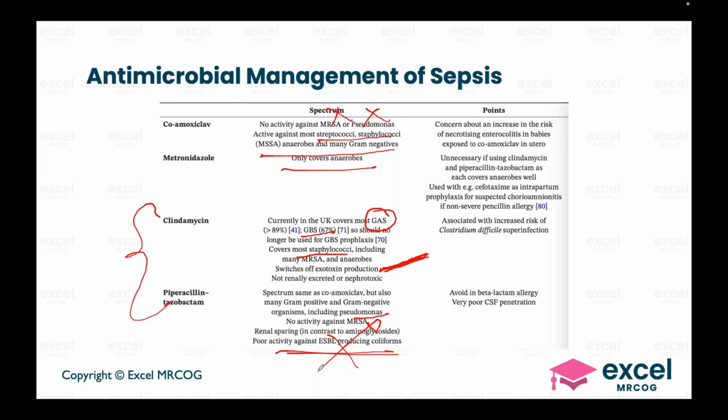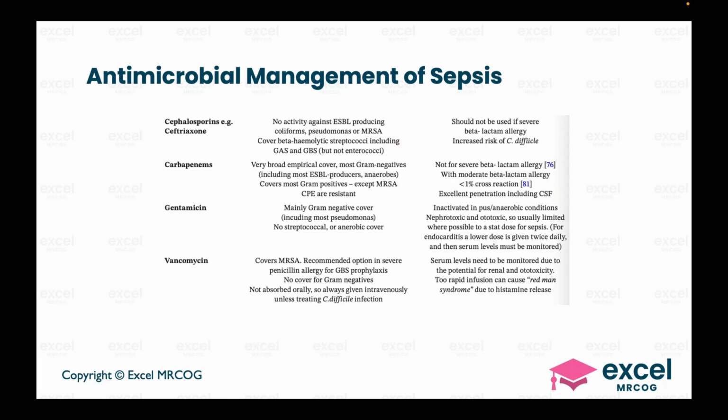And your ESBL producing organisms, so basically your beta lactamase producing organisms. Beta lactams are these penicillins and cephalosporins. So they destroy these antibiotics. So they are not effective against beta lactamase producing coliforms. Then you have your cephalosporin. Okay, what is the question?